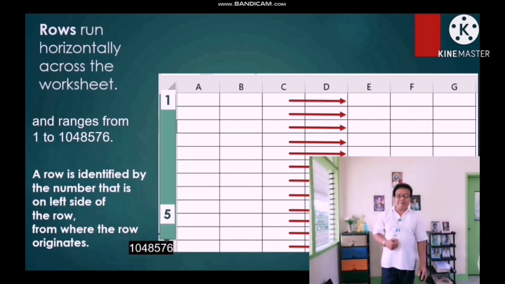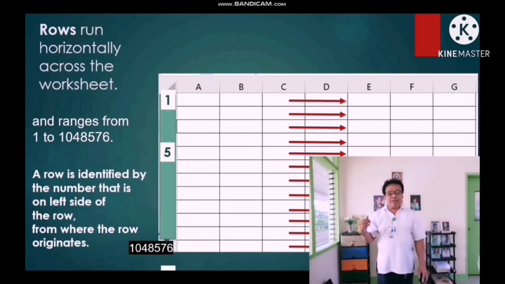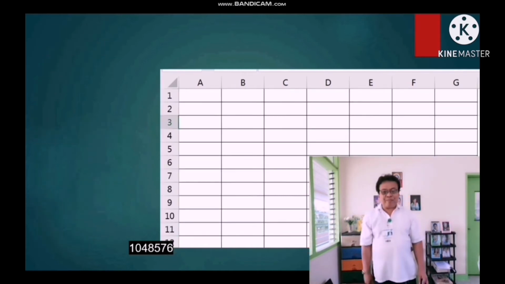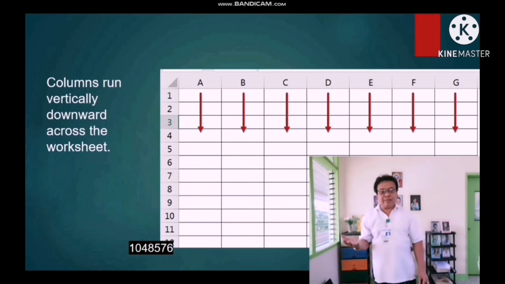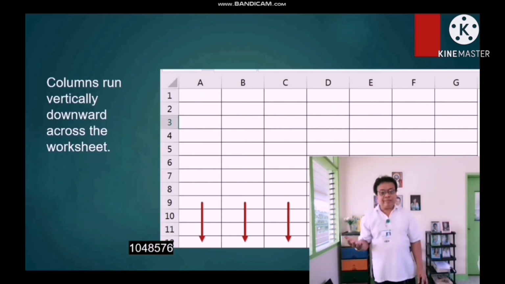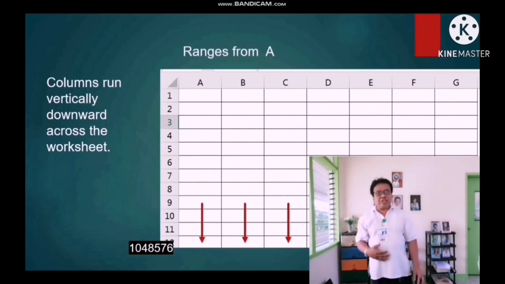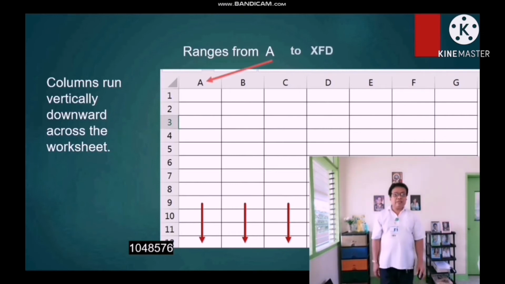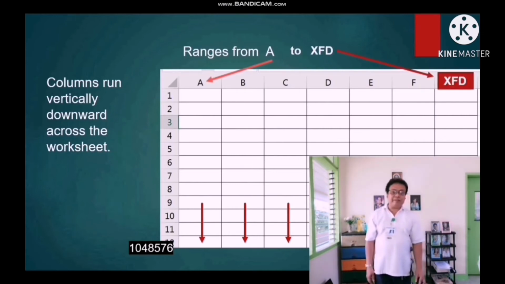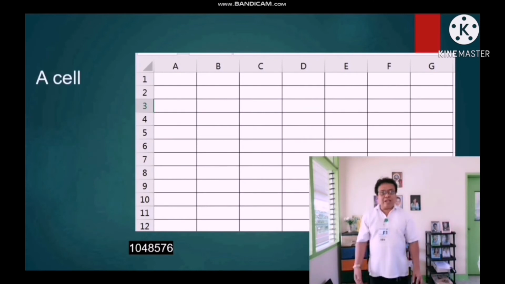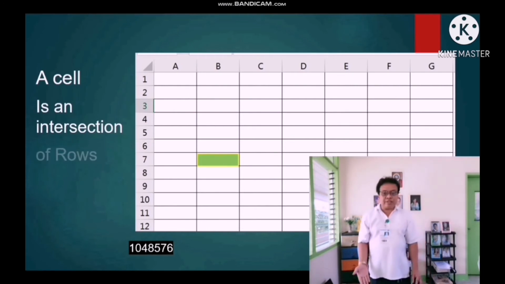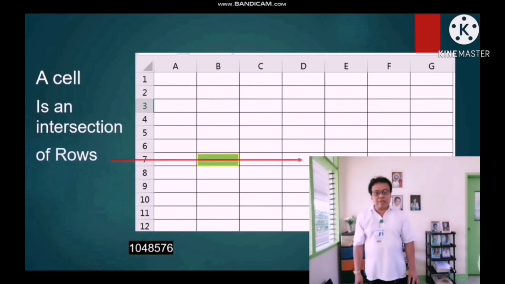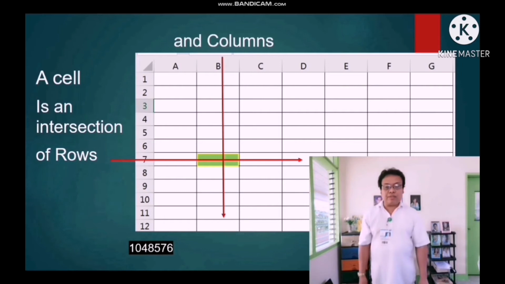1, 5, and 9. Columns run vertically, downward across the worksheet. They range from A to XFD. A cell is an intersection of rows and columns.